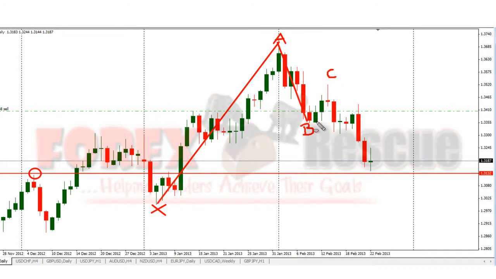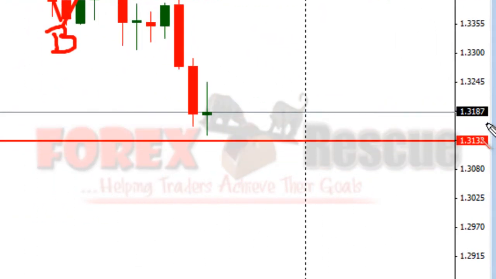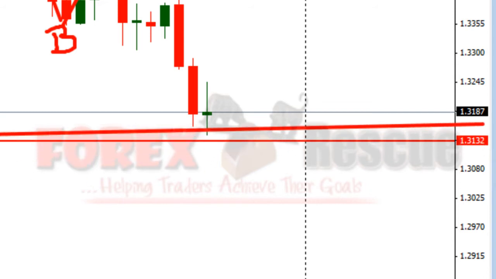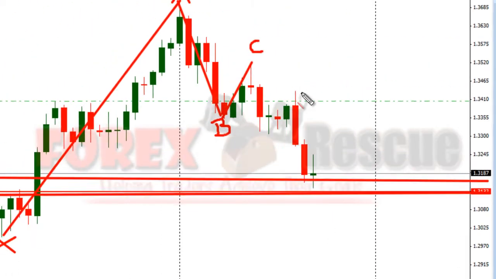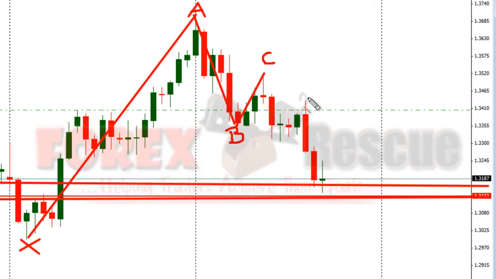So, this point C, this becomes our BC leg. This is our point D, our potential reversal zone that I told you is within the range of 1.3154 to 1.3130. 1.3154 is around here. 1.3130 is around here. So you can see how this ideal bullish Gartley pattern, of course, this is our point D. This is our point D. So this is what we call the CD leg.